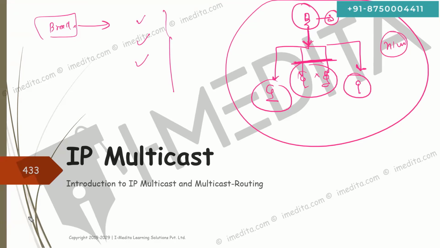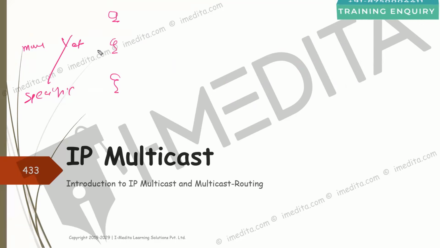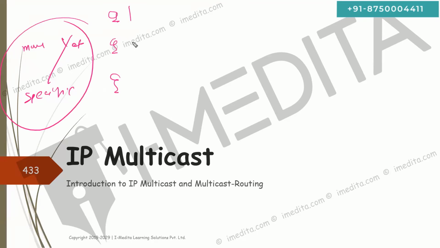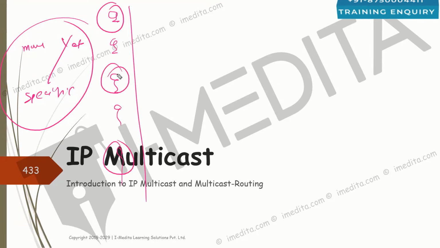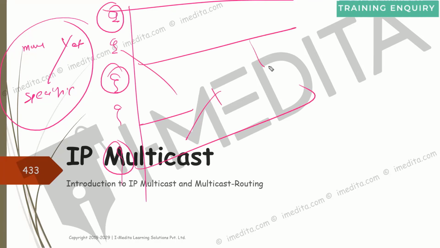So the point is that we want to send the traffic to multiple devices, but actually we want to send the traffic to multiple yet specific devices. It's not like we want to send the traffic to all the devices. No, we want to send the traffic to multiple yet specific devices. These two devices must not receive a copy of the data, and these devices must receive a copy of the data. So broadcasting is also not going to work in that situation.